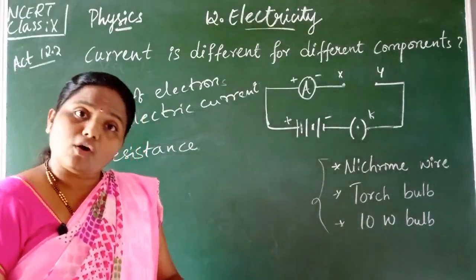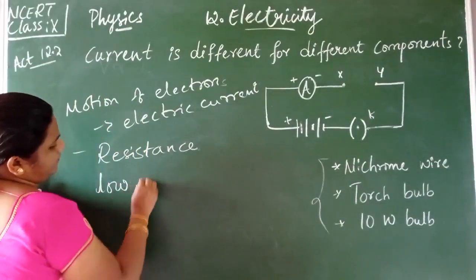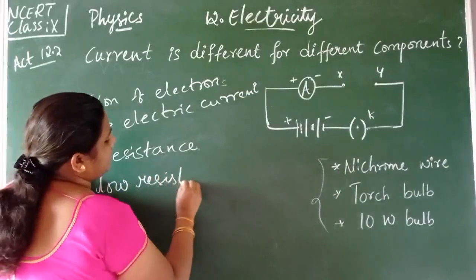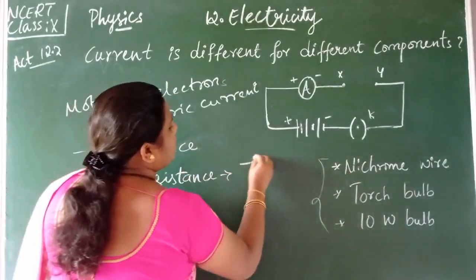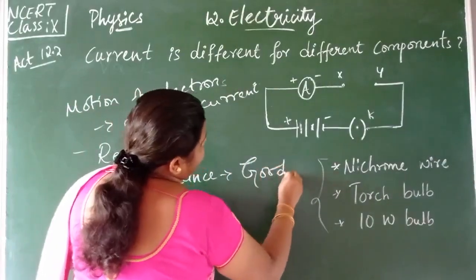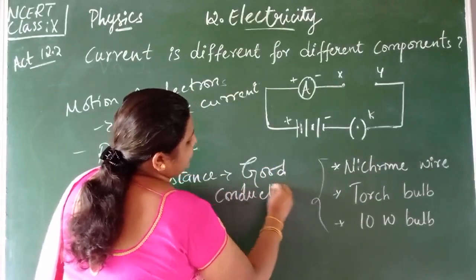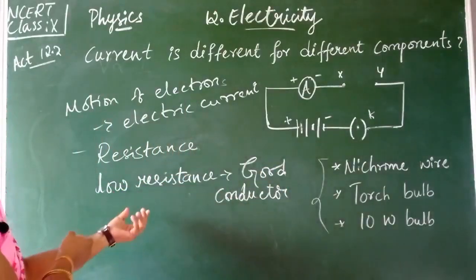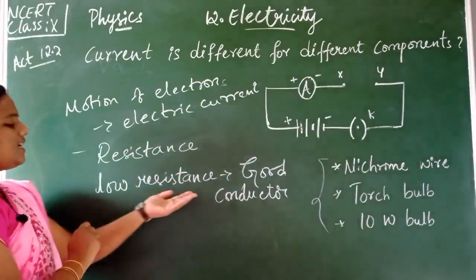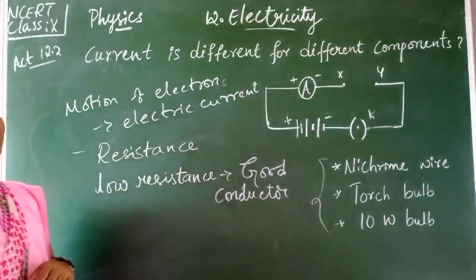So we can say that if a component, on identical sides, offers low resistance, if a conductor offers low resistance, then it is called what? Good conductor. Isn't it, children? Suppose any component or conductor, say a metallic wire, offers a low resistance, then it can be called a good conductor.